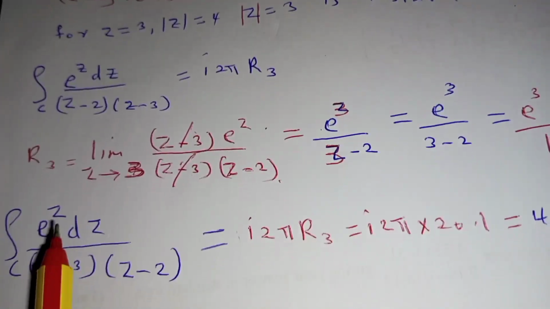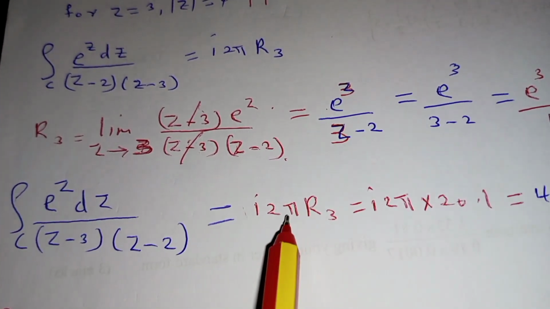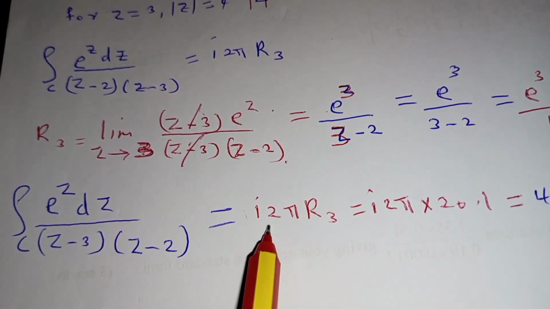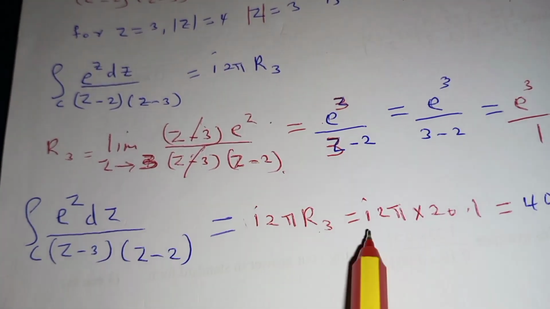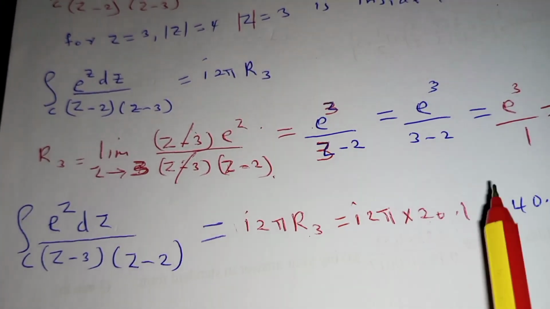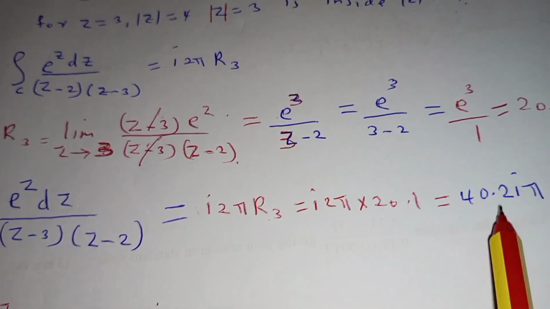Then from there, you come and substitute in the Cauchy integral formula, which is I 2 pi, the residue at pole 3, which we have found to be 20.1, approximately to 1 decimal place. When you multiply, you are going to get 20.2 I pi.